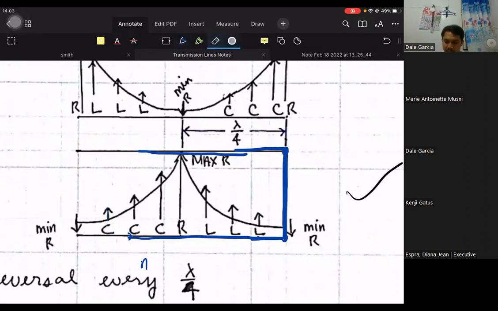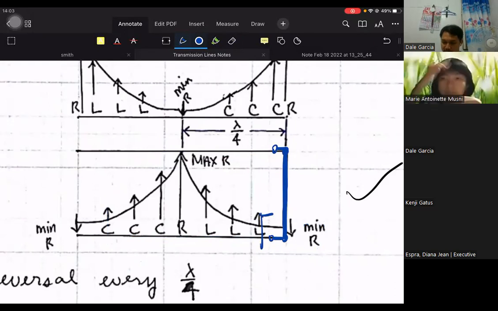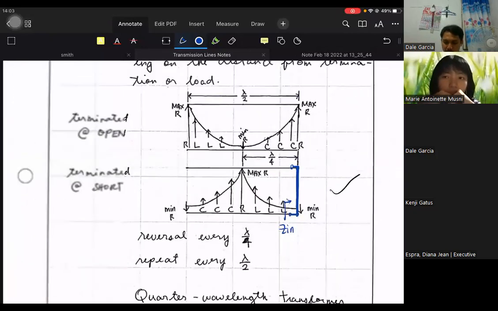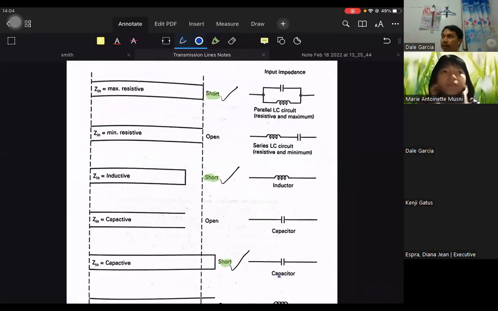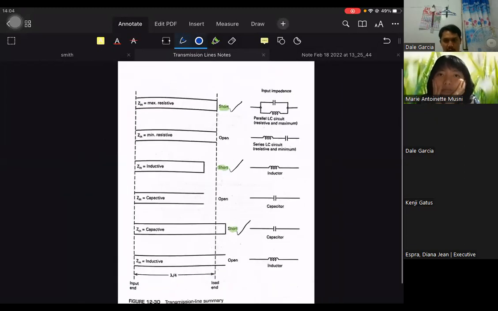So it logically follows that if our piece of transmission line is very short and terminated at a short circuit, it will have the smallest resistivity. The endpoint here is that we will know when a transmission line will be resistive, capacitive, or inductive. I hope that's clear.